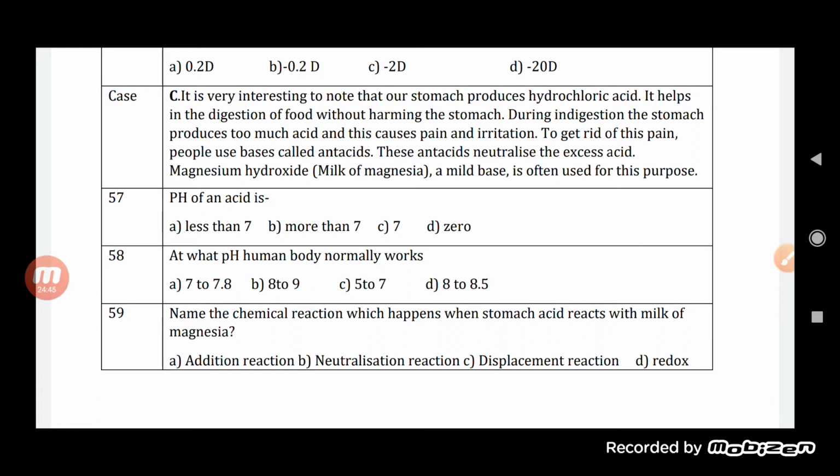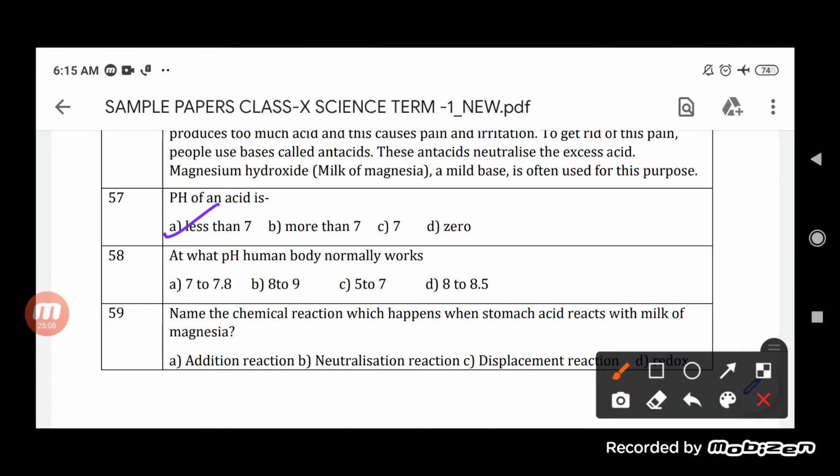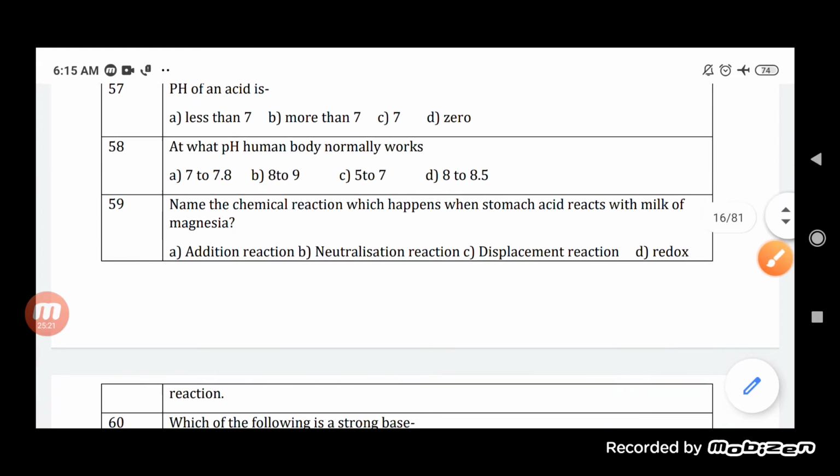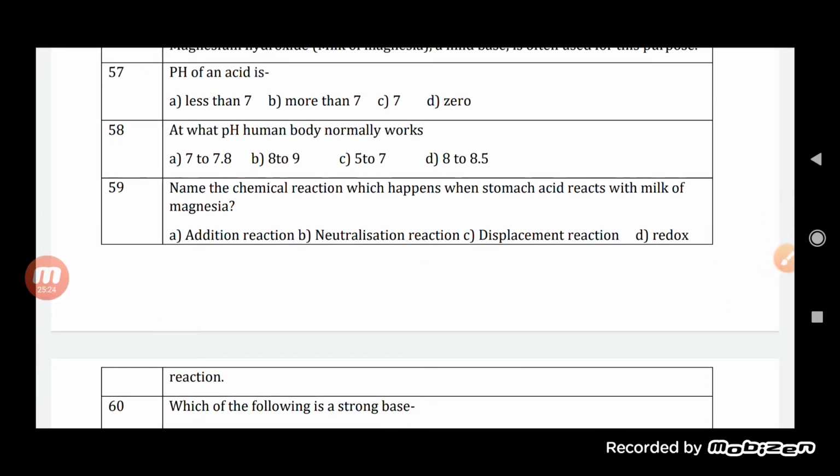To get rid of this pain, people use a base called an antacid, and the antacid helps in neutralizing the excess acid. Magnesium hydroxide, a mild base, is often used for this purpose. Now, the pH of an acid is always less than 7. At what pH does the human body normally work? Basically it works at a pH of 5 to 7. Now name a chemical reaction which happens when stomach acid reacts with milk of magnesia.